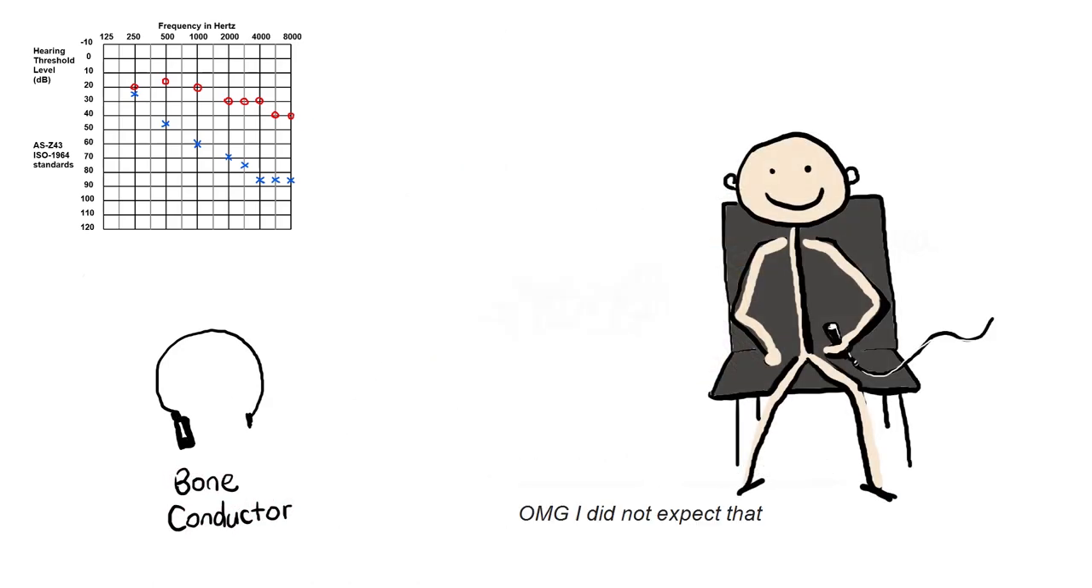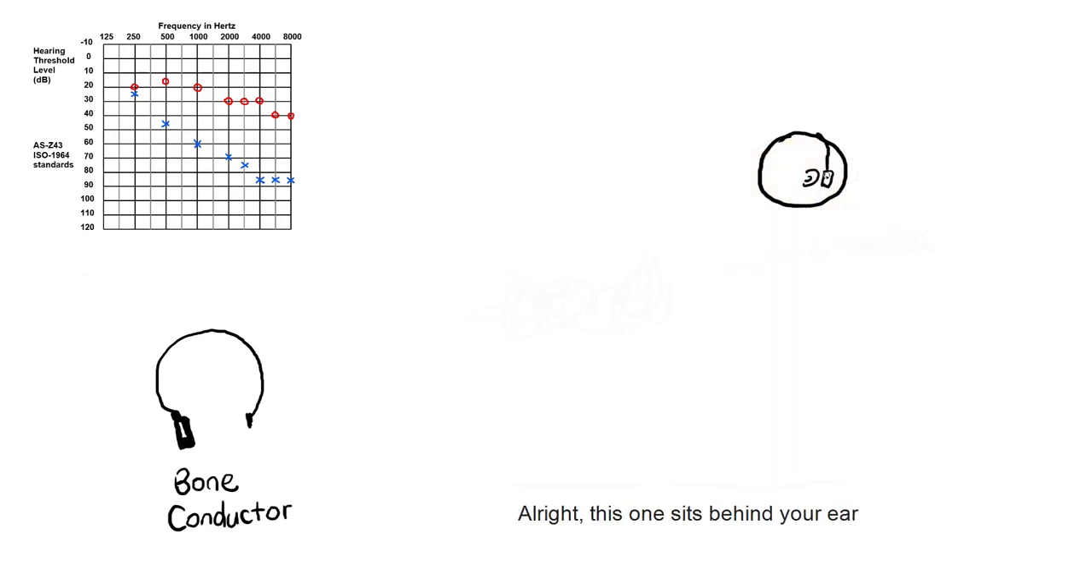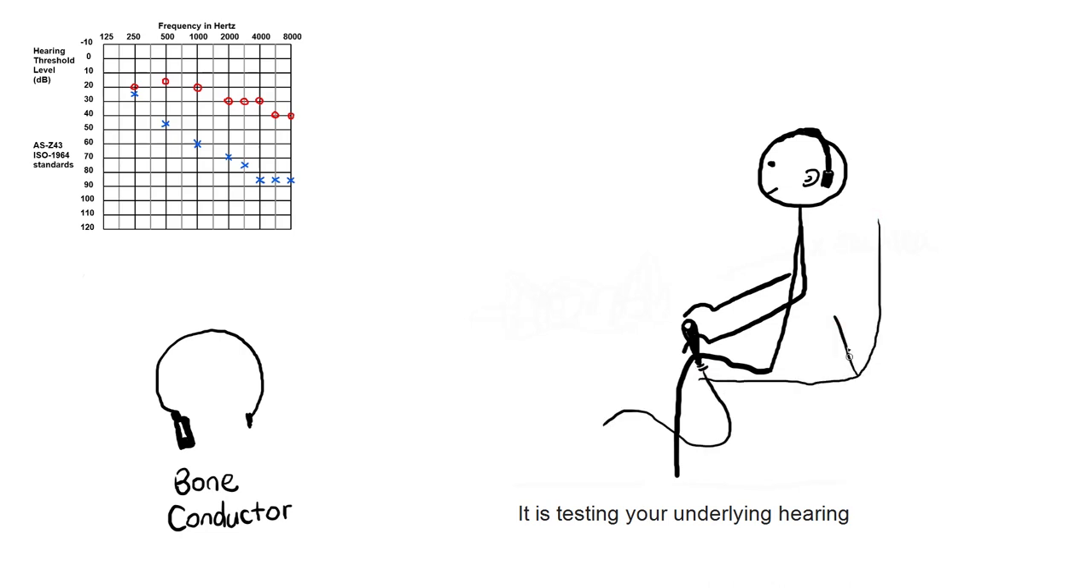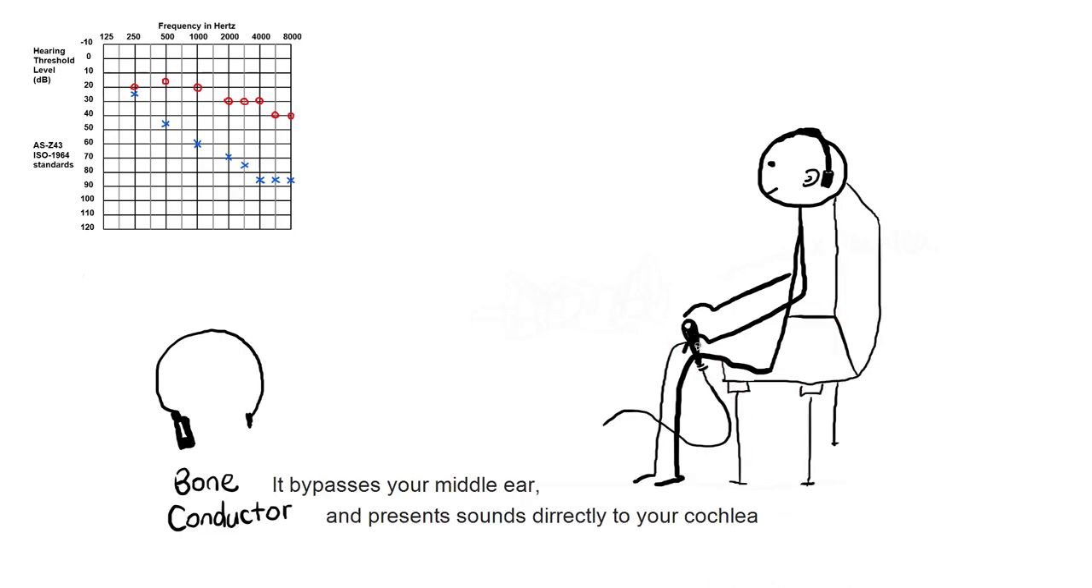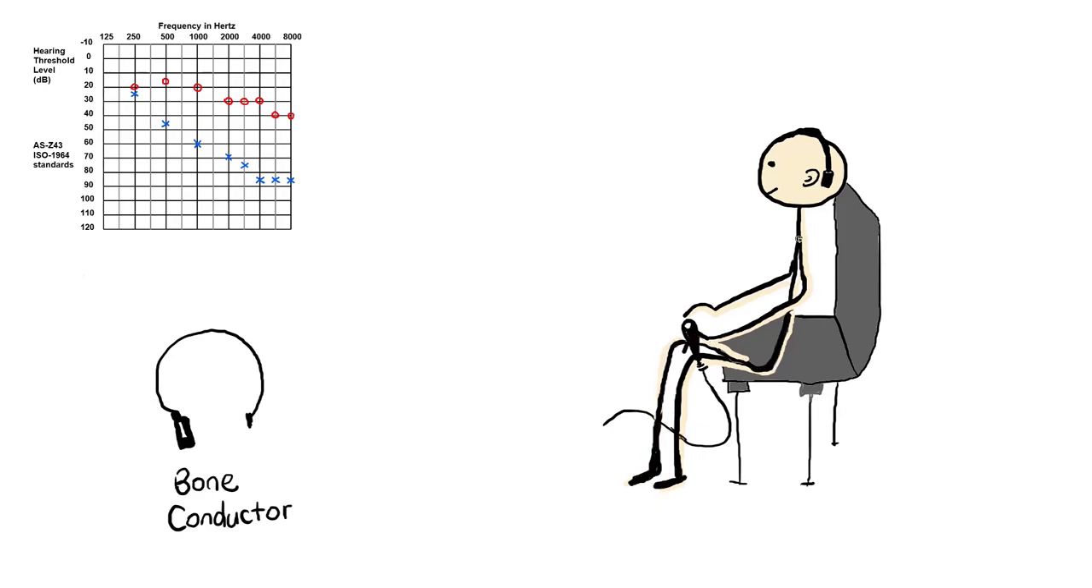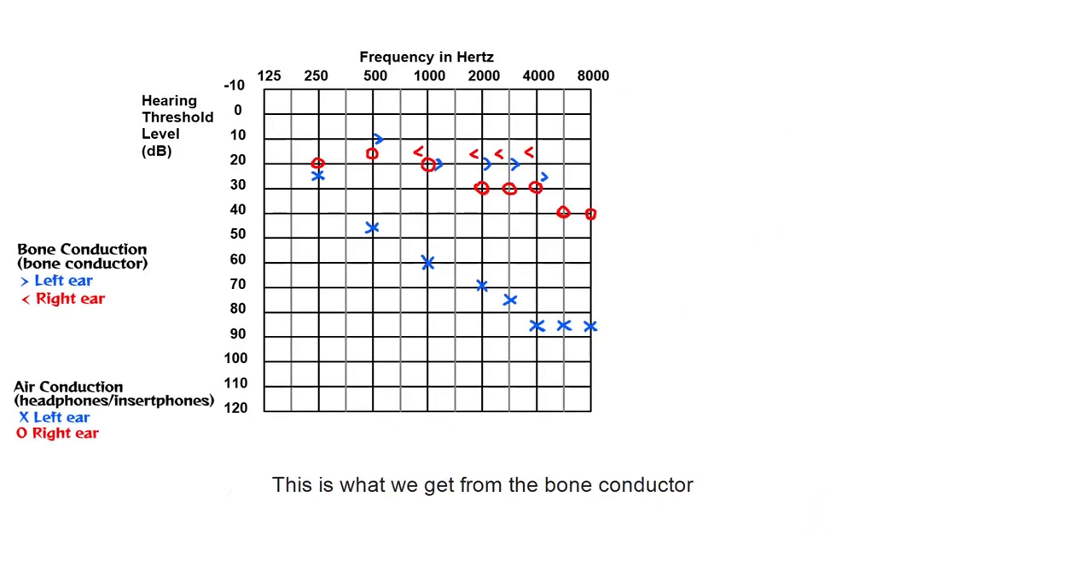OMG, I did not expect that. Alright, this one sits behind your ear. It is testing your underlying hearing. It bypasses your middle ear and presents sounds directly to your cochlea. Okay. This is what we get from the bone conductor.